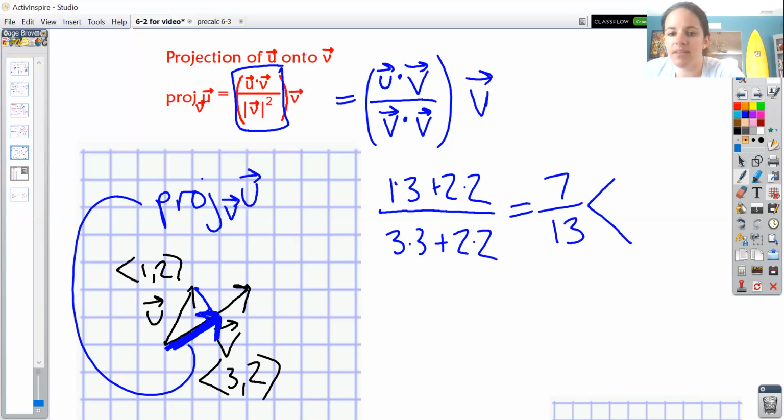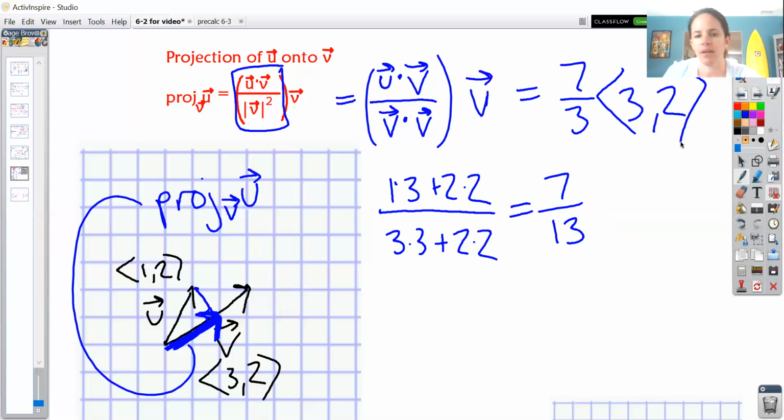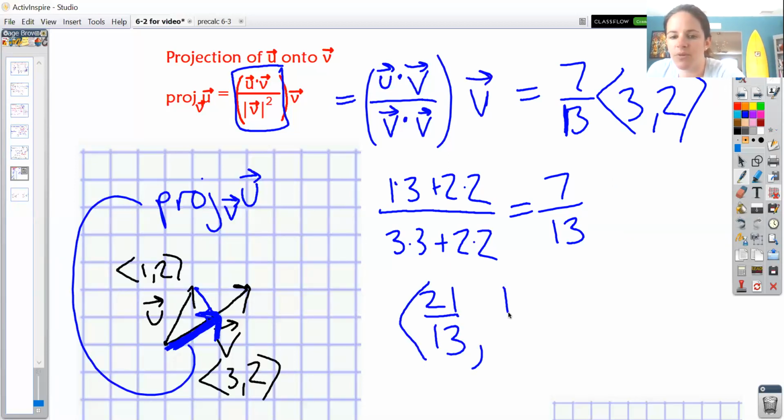And so that's the scalar component, or the scalar factor that we need to multiply vector v by. So turns out in this case, I'd have 7/13 times vector v, which was 3, 2. And then that would be the projection of u onto v in this case. If I go ahead and multiply that out, I get, sorry, 7/13, I would get 21/13 and then 14/13.